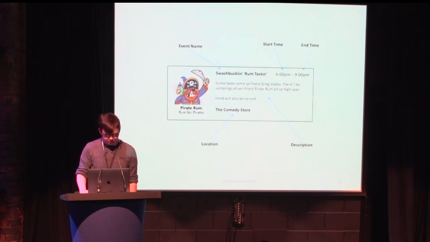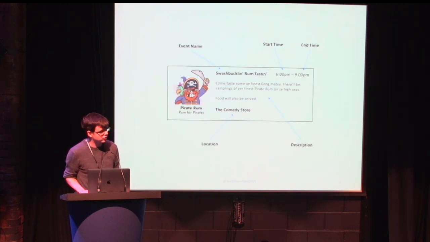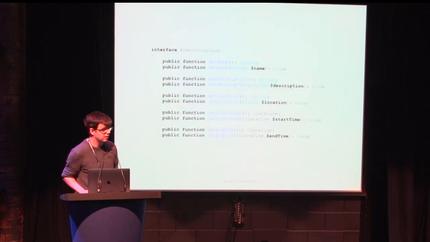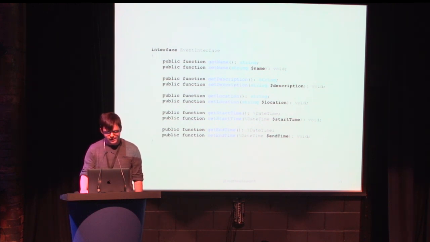So to revisit my problem, I've got an event name, start time, end time, location, and description, and I'm going to want to represent that with an interface that might look something like this. It's quite simple. It's just a bunch of getters and setters.